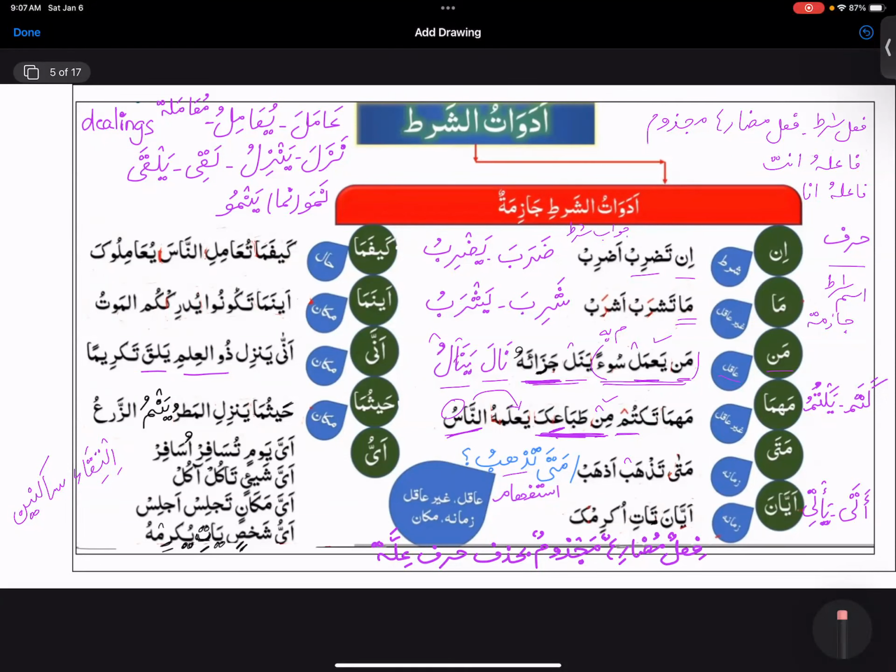Then we have the next one, ayna. I can try that. Go ahead. Ayna tati ukrimka. Ayna is an ismul shart. Tati, what kind of shart is this? Ismul shart, a zarf, a zarfiya shartiya jazima. Ismul shart jazima. Tati is from ata yati, and it is a fel mudari majzum.